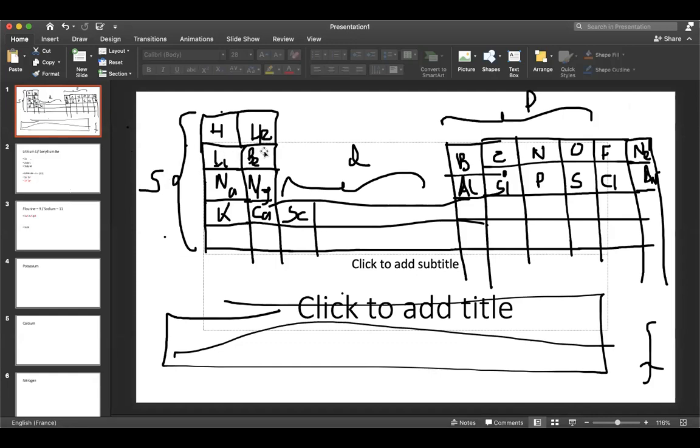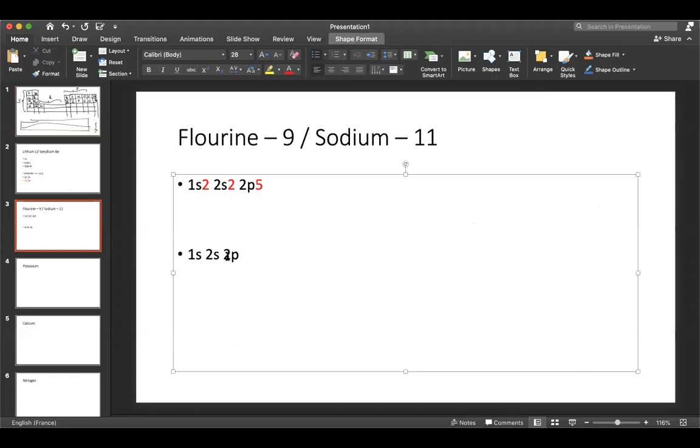So in period 2 we have 2s, then on the other side, still in period 2, we have the 2p. Then sodium is found in period number 3, but we are still in the s block. So we are going to have 3s, and 3p and 3s like that.